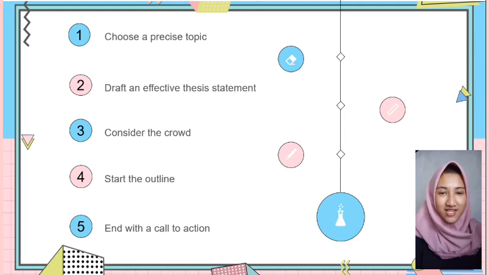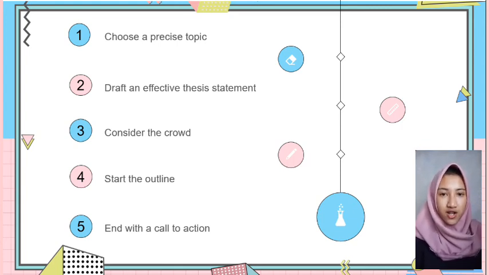The third is consider your crowd. This one may seem like common sense, but it's more than just choosing the right topic. You also need to write an informative speech in simple language. Always speak to the guest in the room or the person with the least knowledge in the room. This will keep your message clear, your thesis statement apparent, and your audience in tune.